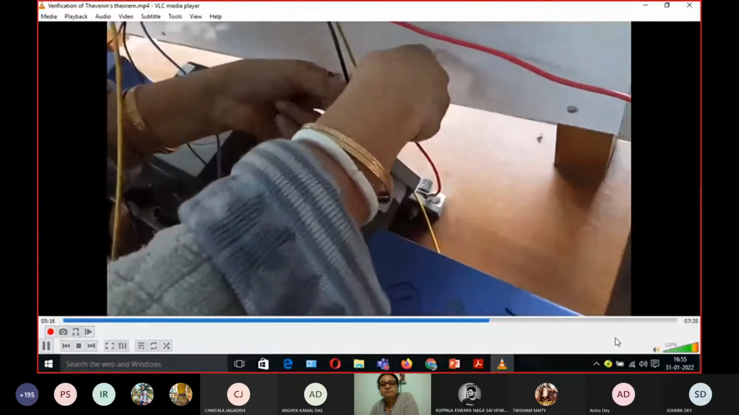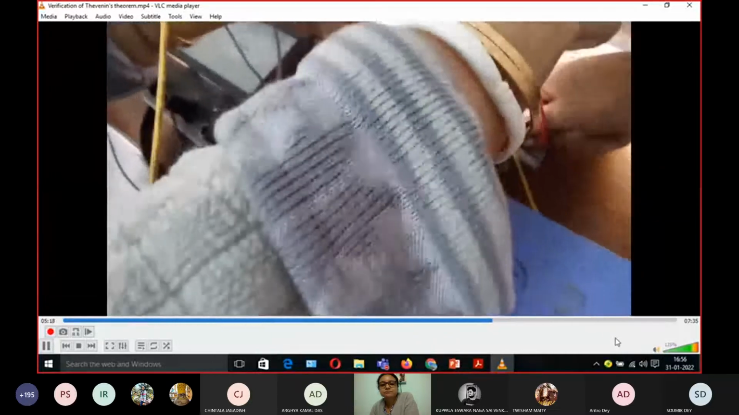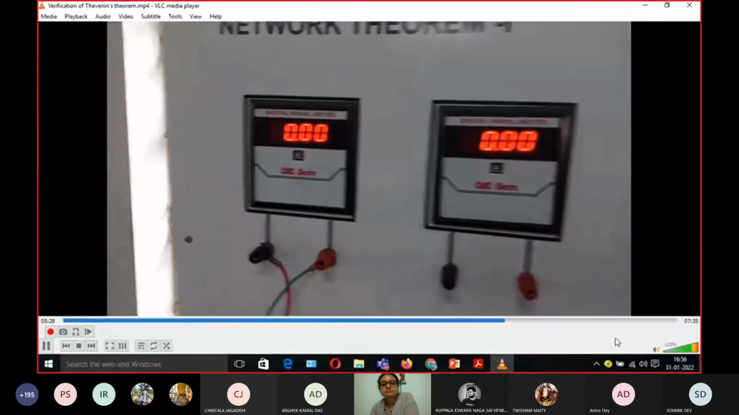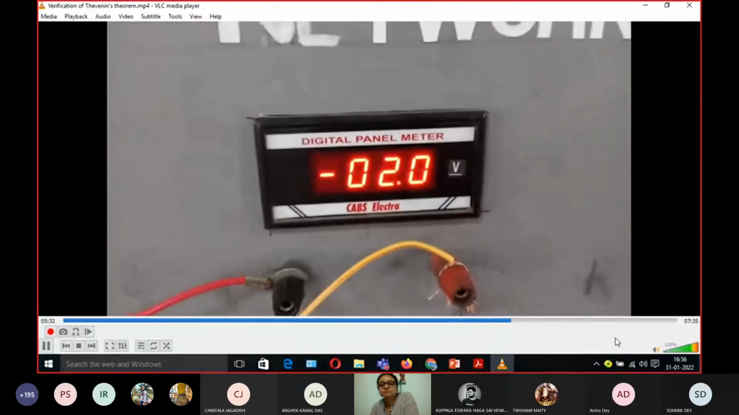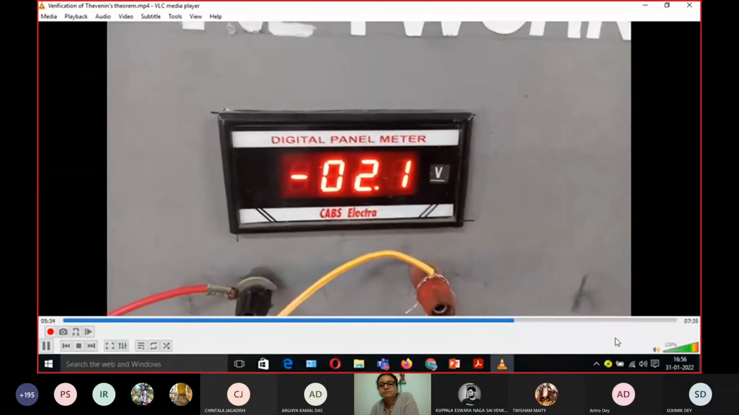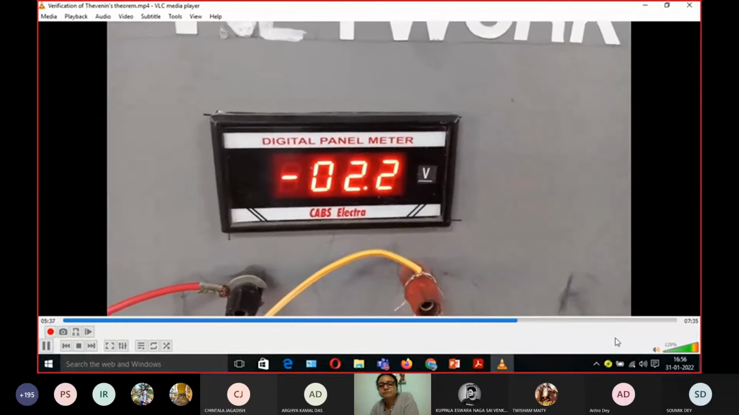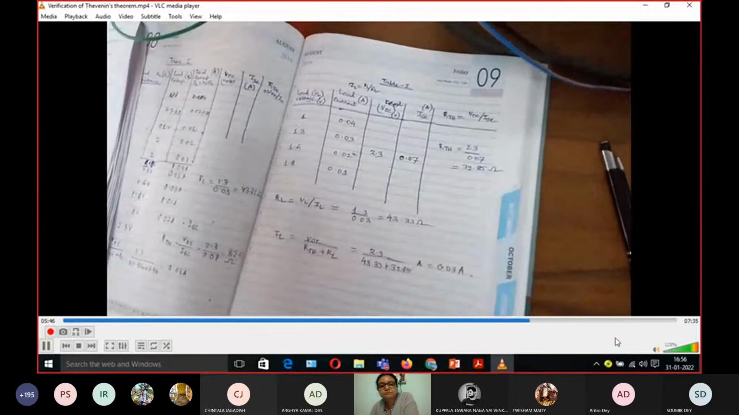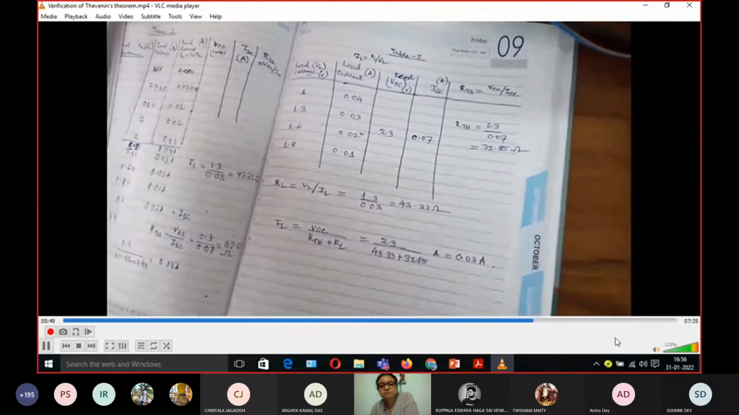Next we have to open it. That connection we are removing from here. So we have disconnected. Now it is an open circuit. You can note it from here, the current is 0. And the open circuit voltage is fluctuating around 2.2, 2.3. You can note it down. It is roughly 2.2 volt for the V Thevenin or V open circuit.